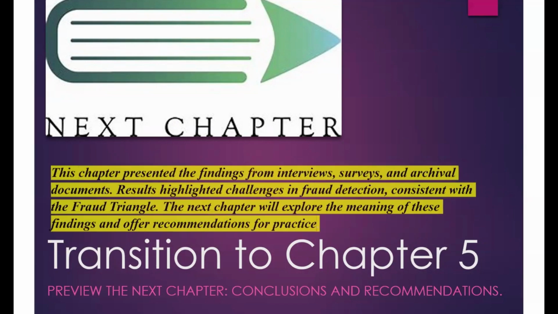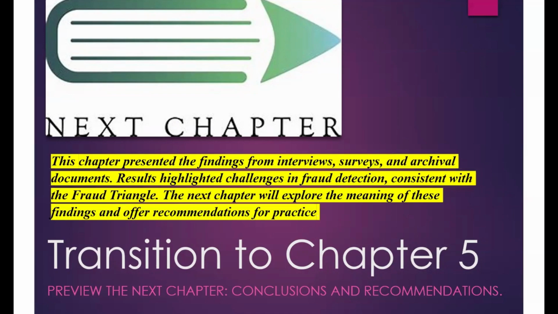Here's an example of a sentence that was used in a study on fraud detection. This chapter presented the findings from interviews, which you will not have, surveys, and archival documents. Results highlighted challenges in fraud detection consistent with the fraud triangle. The next chapter will explore, or you can say Chapter 5 will explore, the meaning of these findings and offer recommendations for practice. So that would be your example of transitioning to Chapter 5, which is your last chapter.